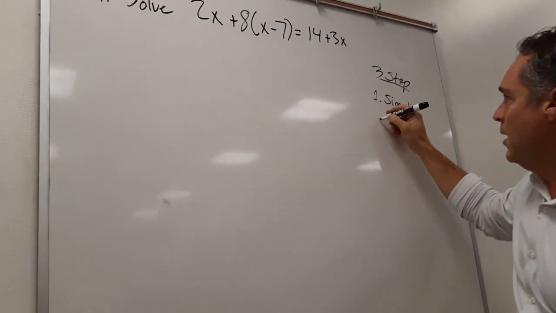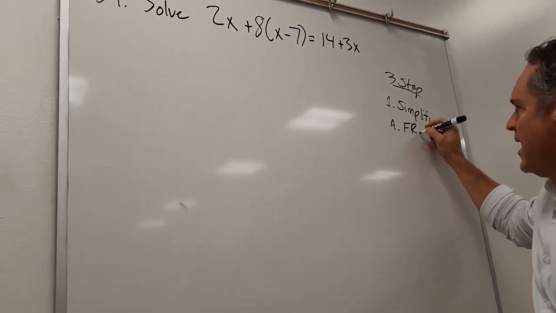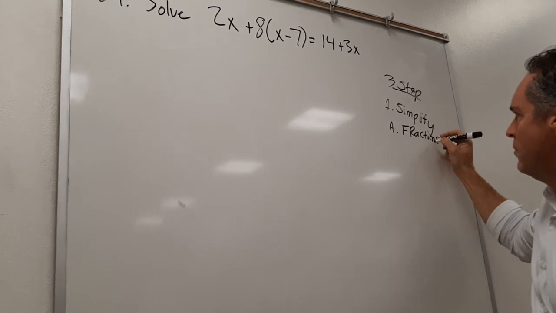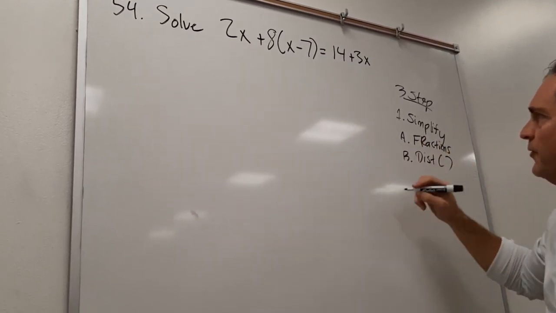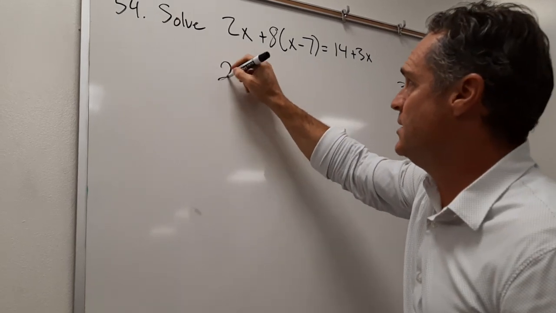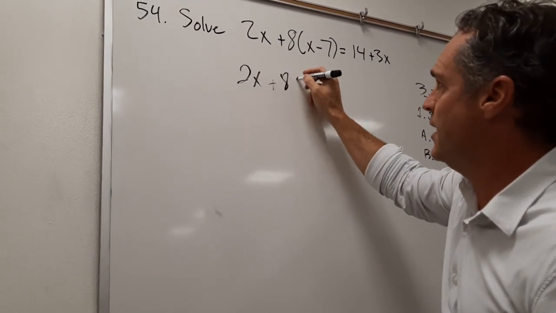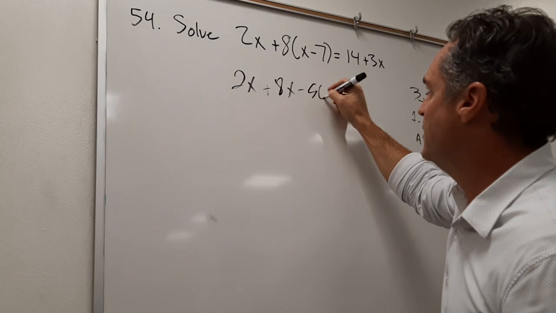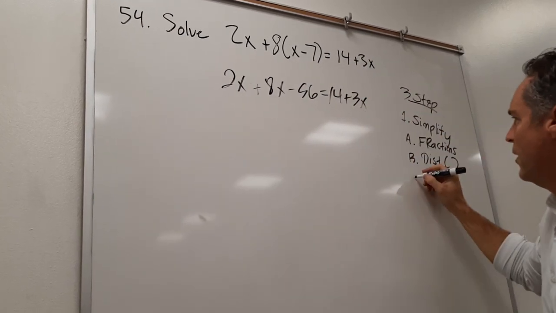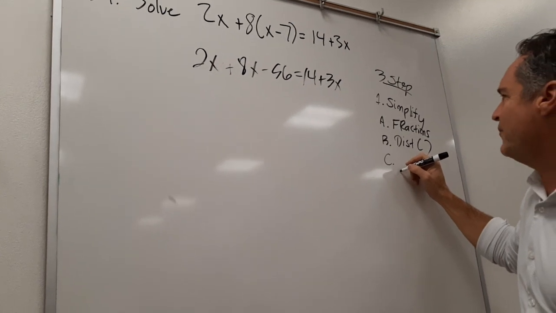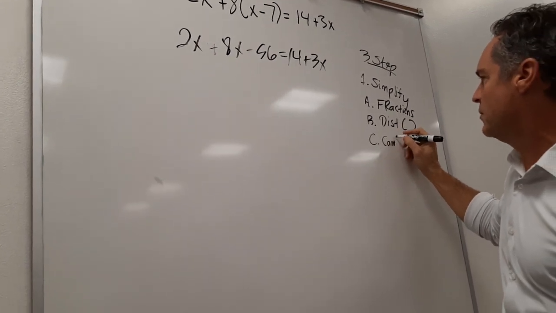And then there's A, we deal with fractions. Are there any fractions in this problem? No. And then B, we distribute parentheses. Are there parentheses? Yes. So we take 2x, 8 times x is plus 8x, 8 times negative 7 is negative 56 equals 14 plus 3x. Then after we distribute parentheses, we combine like terms.